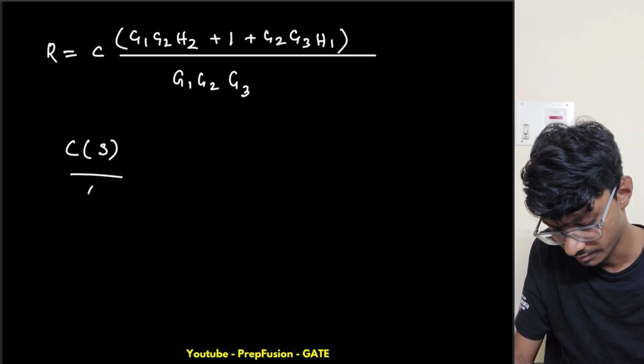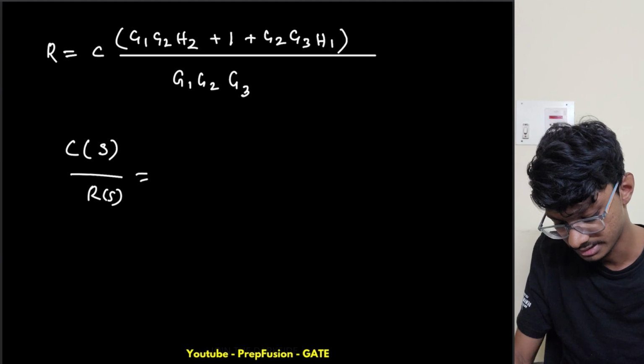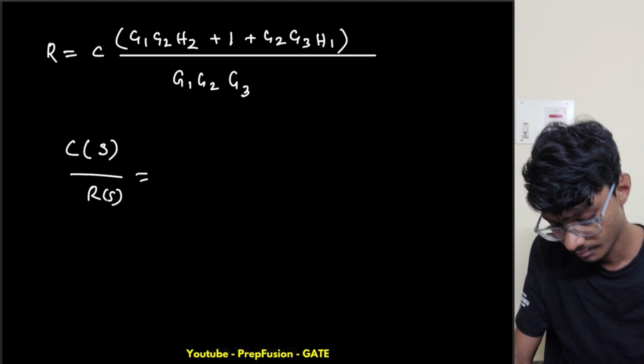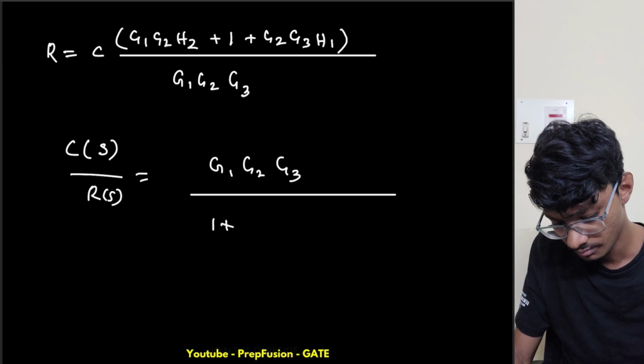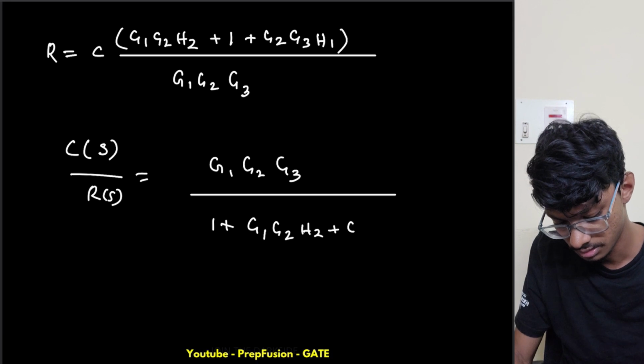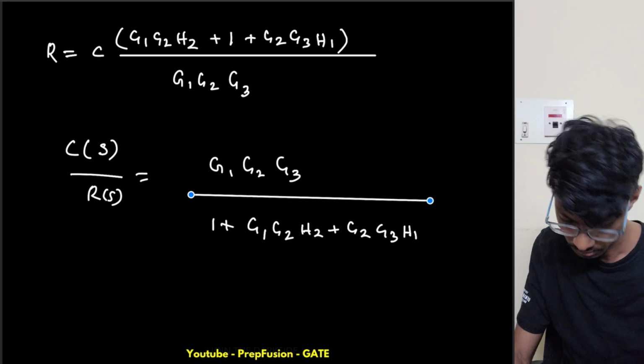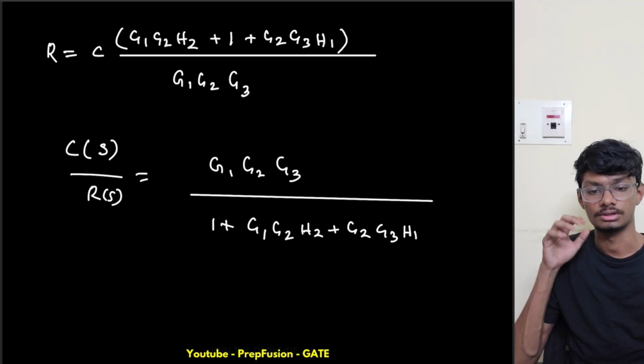So C(s) upon R(s) we get as g1 g2 g3. Okay, so this is 1 plus g1 g2 h2 plus g2 g3 h1. Okay, so yeah, this is what C by R is.